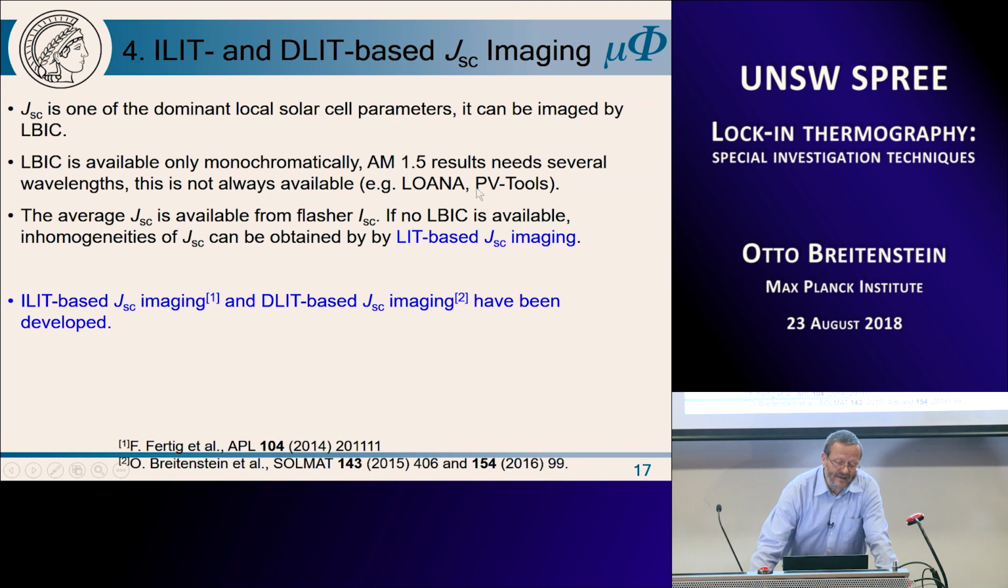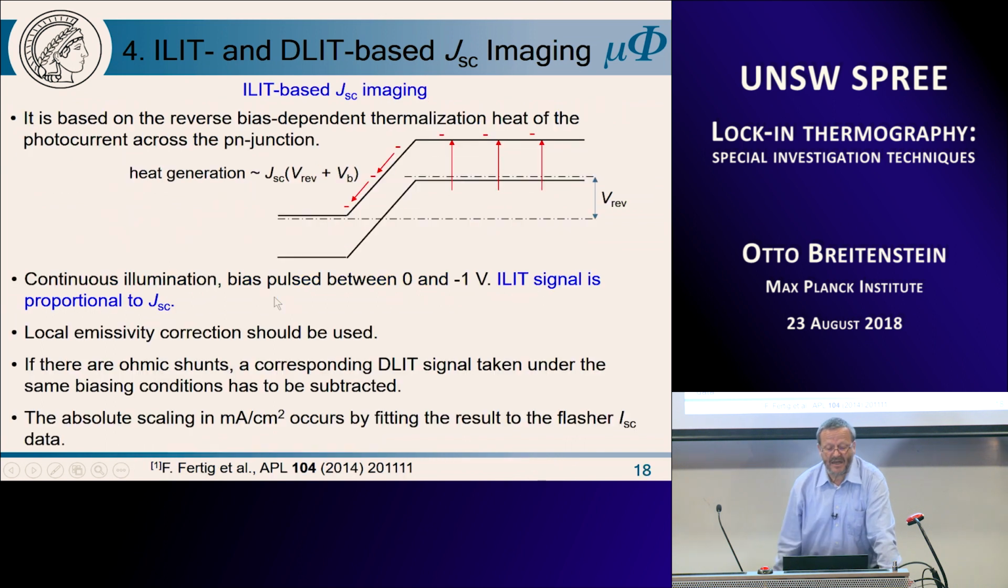And on the other hand, the average JSC is usually available from Fleischer ISC data, where these are the solar cell, the global solar cell data. And so if you don't have LBIC, you can get the short circuit density distribution by ILIT-based JSC imaging. And there are two methods available. One is ILIT-based and the other one is DLIT-based. So illuminated and dark lock-in thermography.